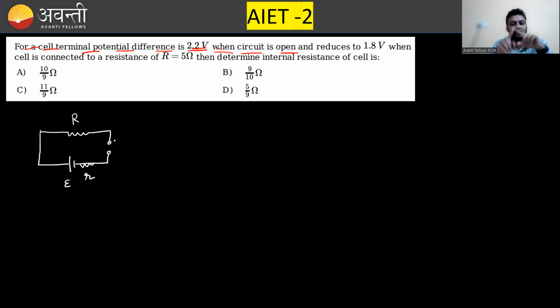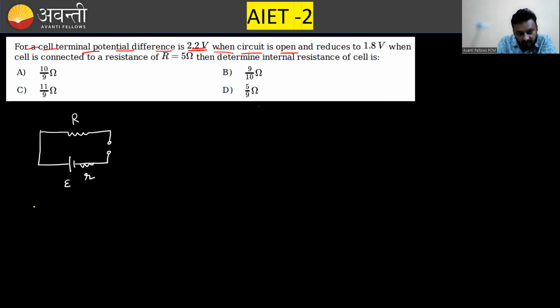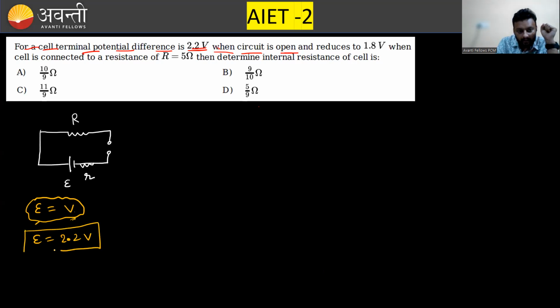Now, whenever the circuit is open, try to note down my line. Whenever the circuit is open, the terminal potential is equal to the EMF of the cell. That means when circuit is open, the punchline is the terminal potential and the EMF both are the same. So from this line, I can see that the EMF of the cell is 2.2 volt. Is this thing clear? Because the question is saying when circuit is open, the terminal potential is 2.2 volt. After reading the first line, I can say that the EMF of the cell is 2.2 volt.